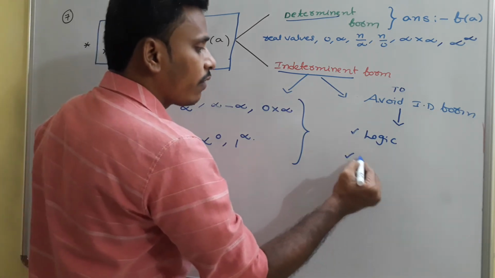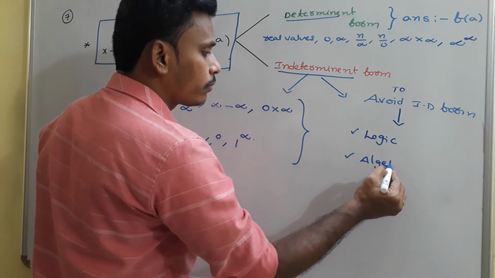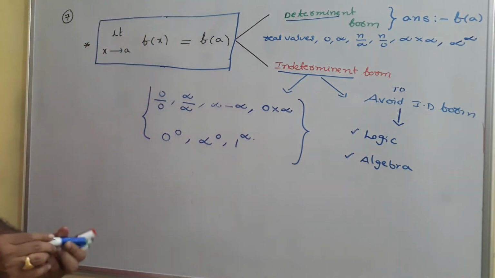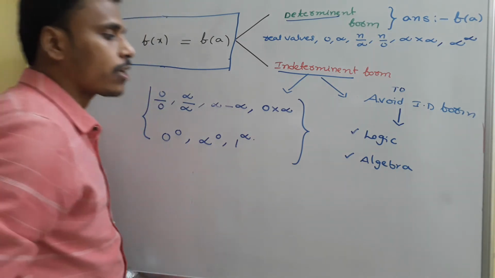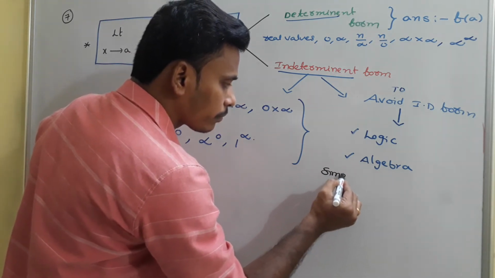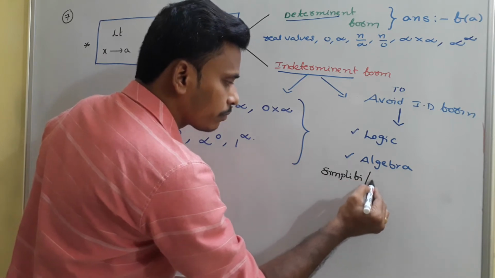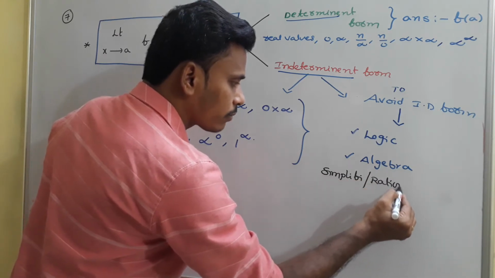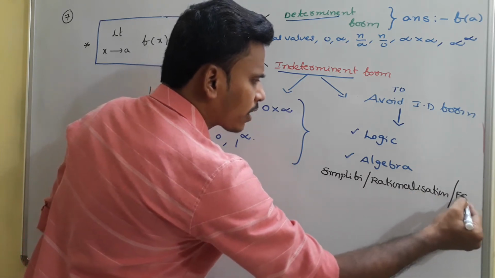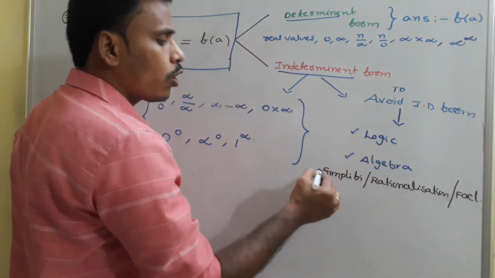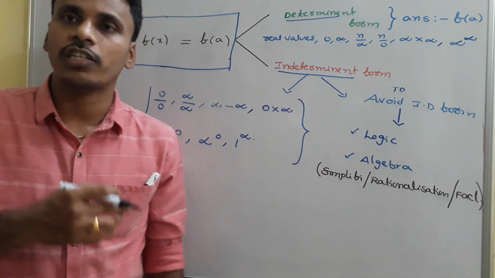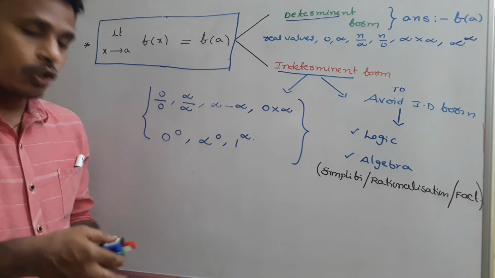And the next thing is we need to use algebraic skill. Okay. Coming to algebraic skill, the usually helpful ideas are simplification, rationalization, and as well as factorization. I think you know it, okay? So in algebra, usually to avoid indeterminate forms, we use simplification, rationalization, factorization ideas, or you may use your logic.